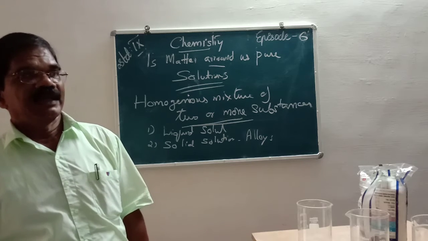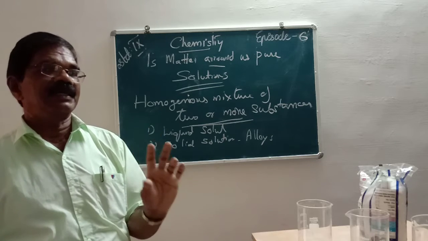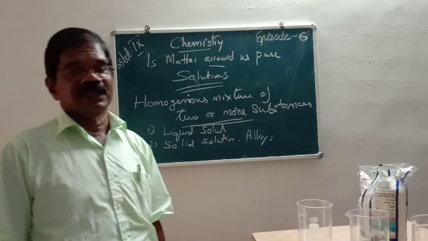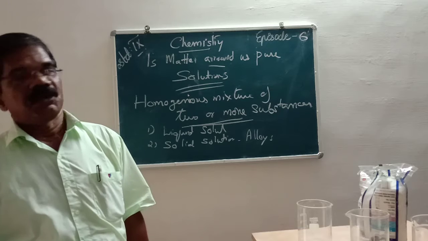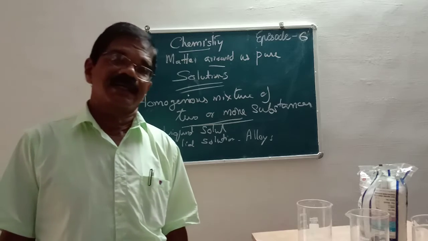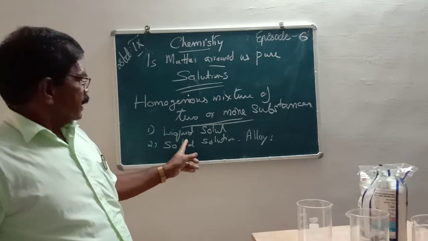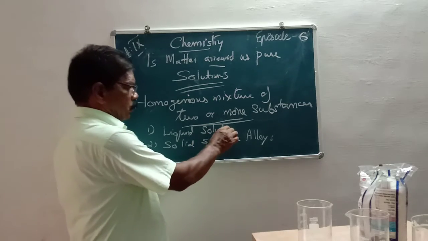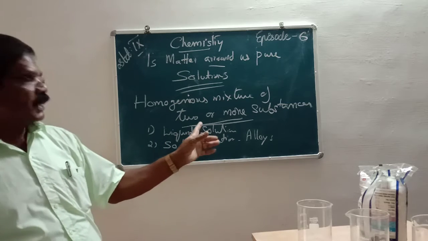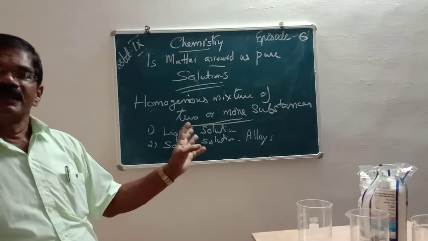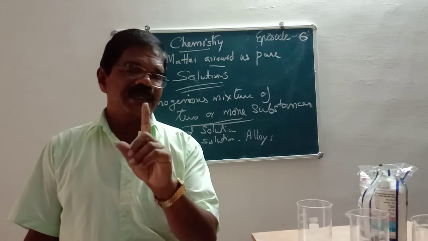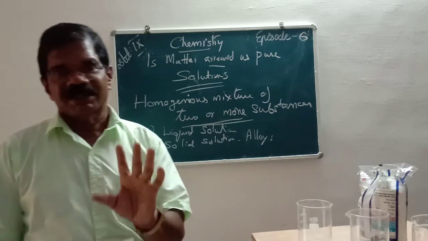Elements are generally classified into metals, non-metals and metalloids. There is a third thing, metalloids. Metalloids are elements which show properties of both metals and non-metals. Now we have come to the different kinds of solution: solid solution and liquid solution. Liquid solution means sodium chloride solution, sugar solution, etc. Solid solution means a mixture of two metals. One of them must compulsorily be a metal.